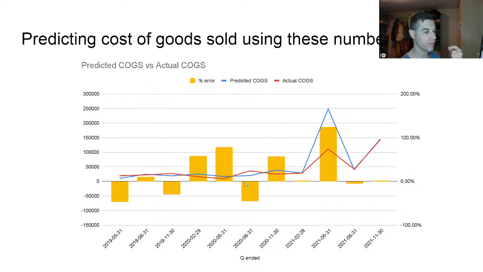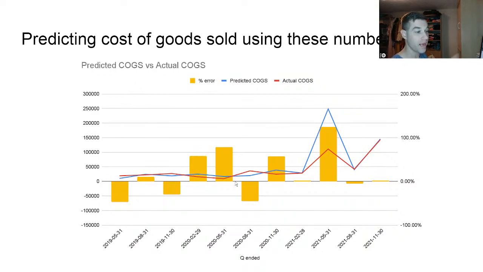If we predicted the cost of goods sold using those numbers, the 25% costs for the rentals and 50% costs for direct sales, you can see that routinely this was off by more than 50%. And in fact, as I mentioned, that one quarter where they had a lot of direct sales, it was off by over 100%, because it predicted cost of goods sold that were well above what the actual reported numbers were.